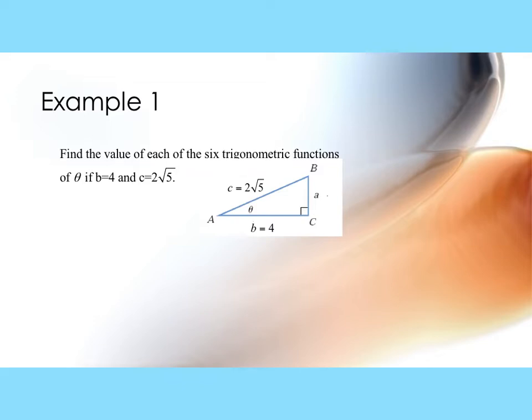All right, find the value of each of the 6 trig functions of theta, given that b is 4 and c is 2 root 5. Go ahead and work it out.